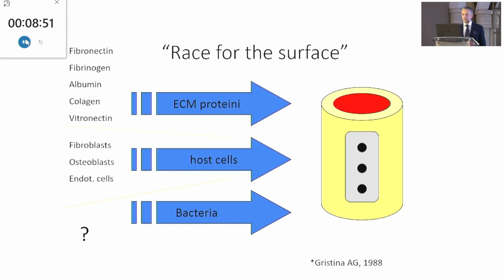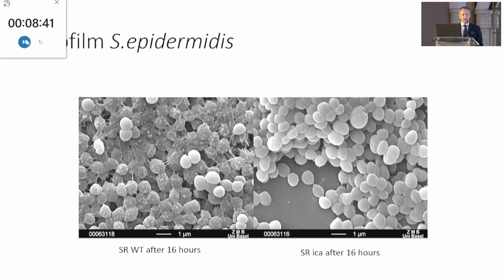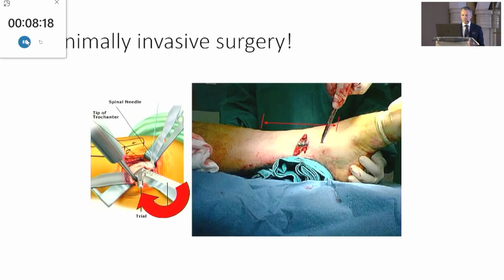It starts with the race for the surface. The moment we put our implant in the patient, the bacteria start to race and they tend to colonize the surface. This is how it looks in a lab environment. These are scanning electron microscope images, and on the left side you see normal bacteria, the weakest of them all, S. epidermidis, that is able to produce biofilm that has polysaccharide intercellular adhesin, and this is how it looks after 16 hours at the surface of our implant.